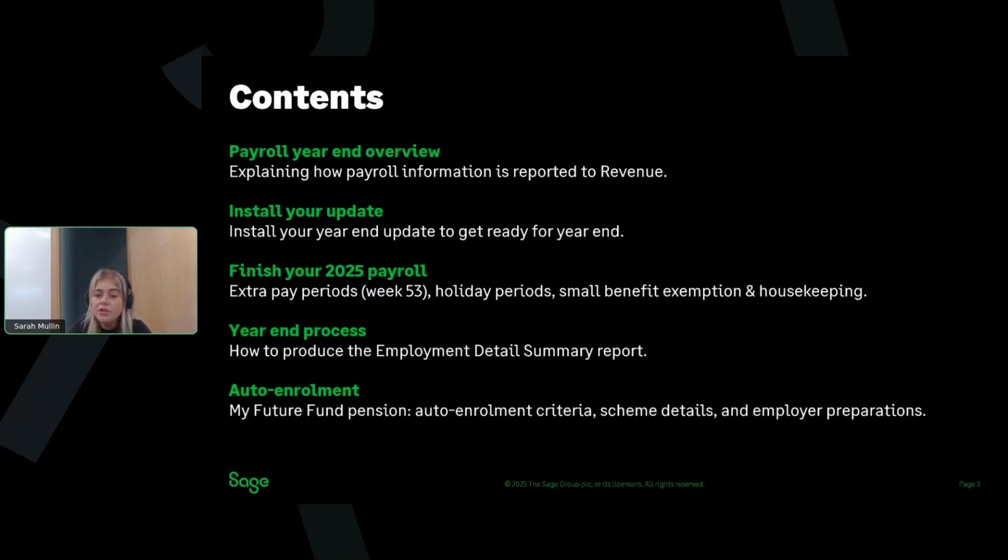After that, I'll be passing you over to Duncan, who will dive into finishing your 2025 payroll. He's going to be covering things like extra pay periods, also known as week 53, holiday periods, small benefit exemption, and a bit of housekeeping as well. He'll then walk through the year-end process itself and show you how to produce the employment details summary report. And then finally, it'll be back to me to finish off with an introduction to auto-enrolment in the 2026 tax year. So we'll be looking at things like auto-enrolment criteria, scheme details, and how best to prepare for the changes.